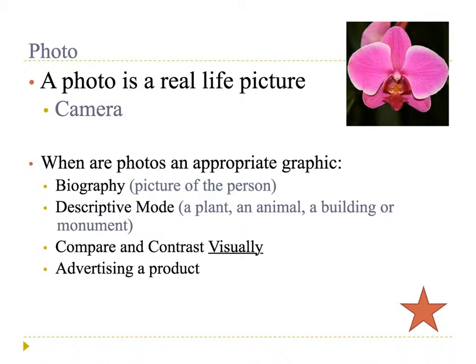If the text is written in descriptive mode, that means that it's describing an object or a person in great detail. If it's comparing and contrasting two different things and you really want to see the details of those two things, or if it's advertising a product and you want to see the real product so that the consumer can get an idea of what they're trying to buy.